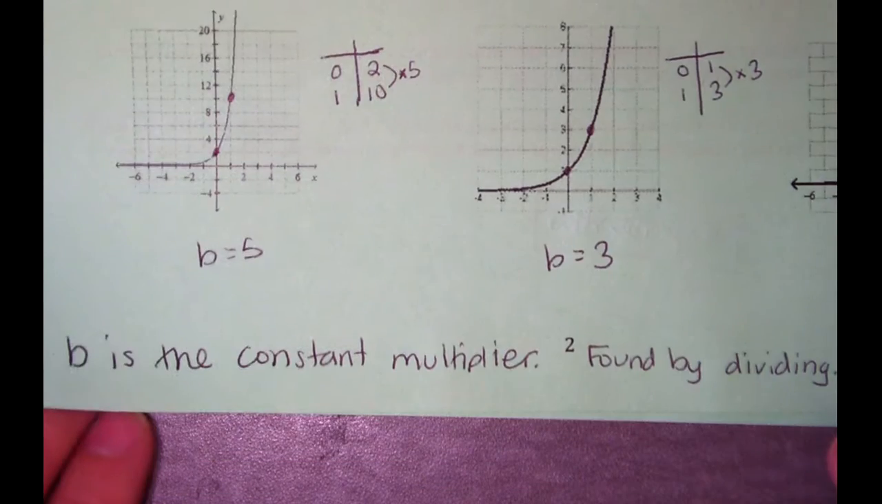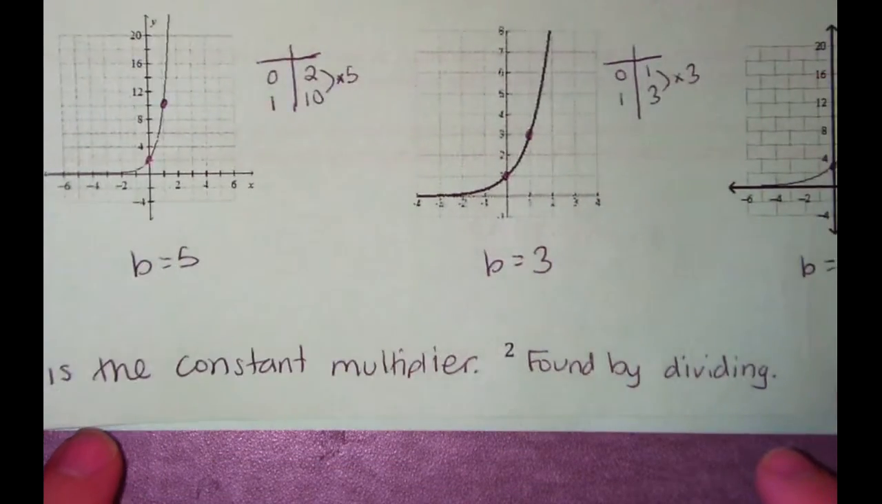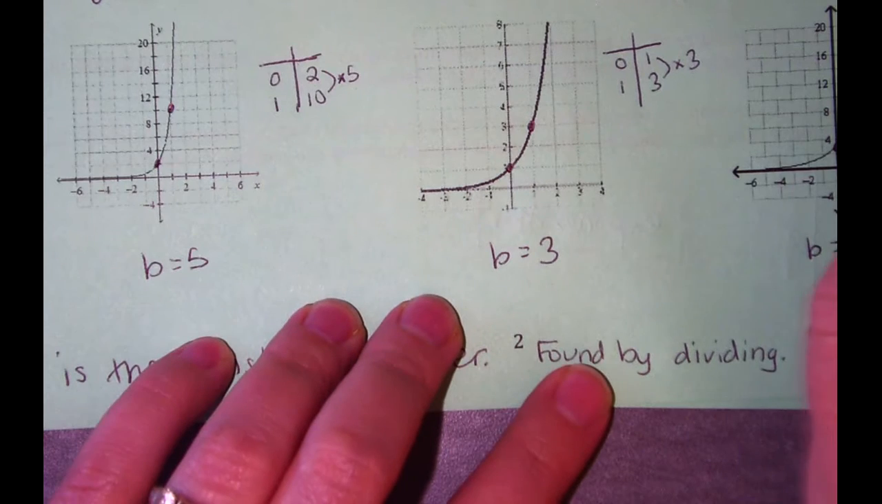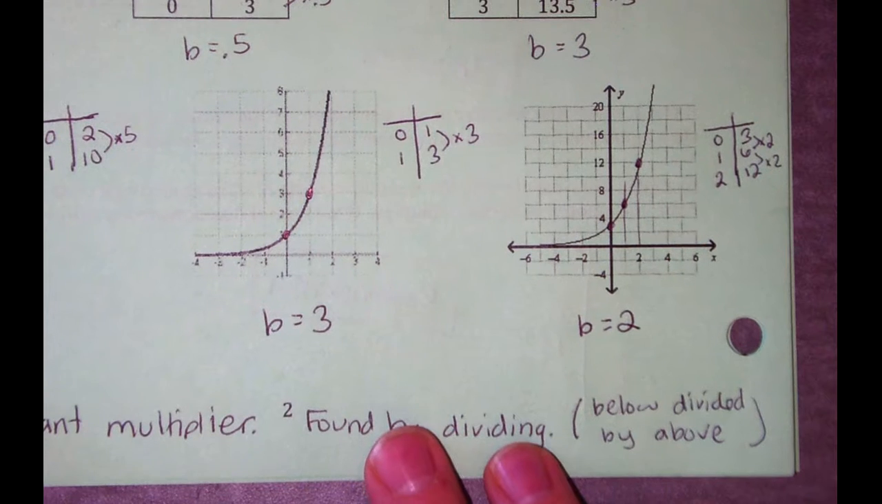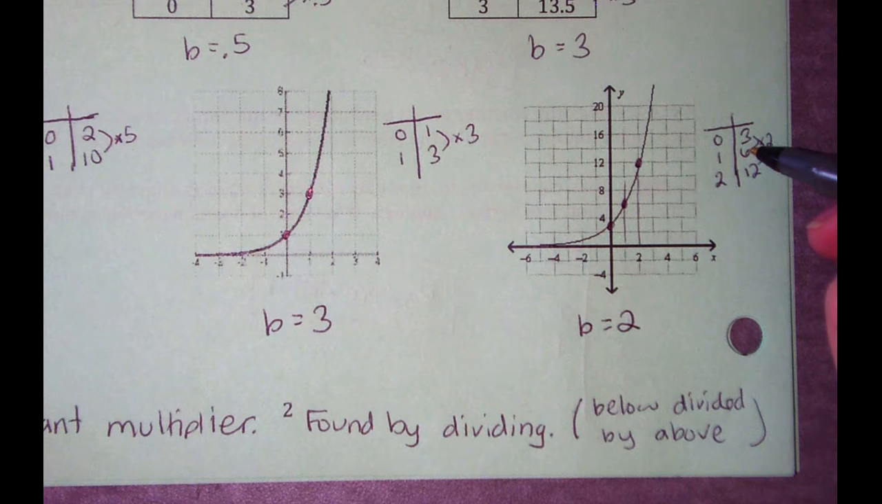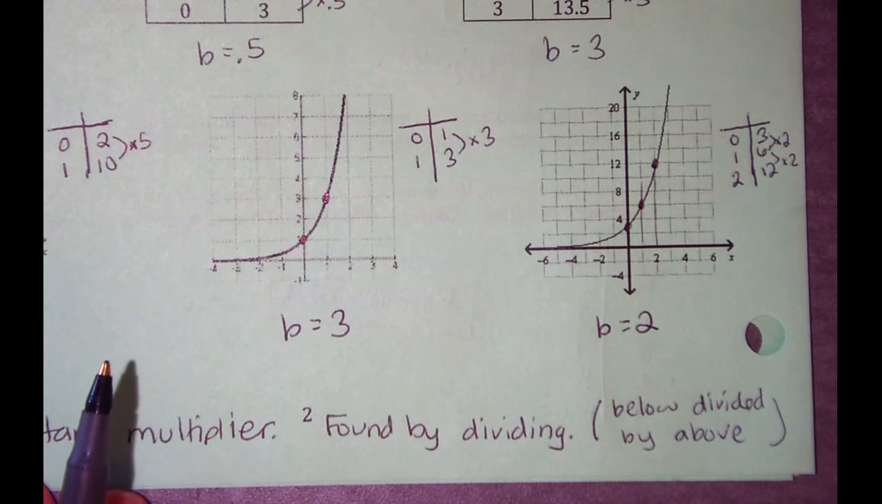So just to review, b is the constant multiplier, and you can find that by dividing below divided by above. So it looks like that. I took the number below, 6, and divided it by the number above it, 3, to get my 2. And that is how you find the value of b.